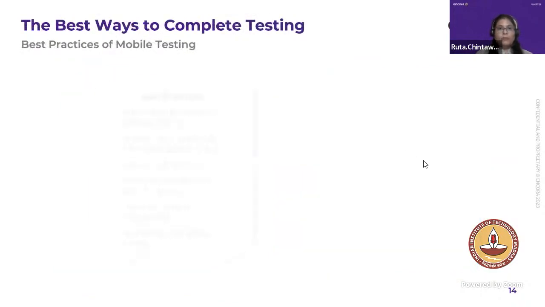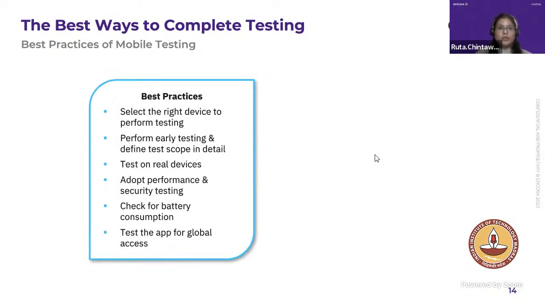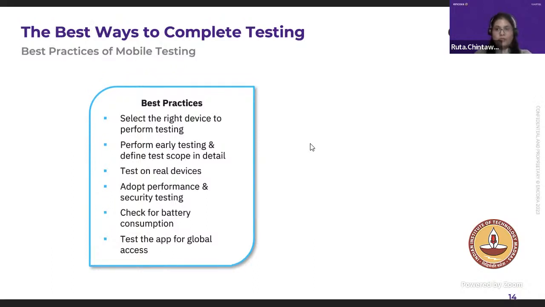Then we will talk about the best ways to complete the testing, or the best practices one should include whenever we talk about mobile testing. First is to select the right devices to perform the testing. As I mentioned, it will depend on your requirement. For example, if you have a requirement for only iOS testing, then you will not waste your time testing on Android. You will mainly focus on iOS. So it defines the right device to perform testing. It mainly depends on the requirement you have from your client. According to that, you will choose your particular device, OS, and OS version. All these things will vary according to the requirement.